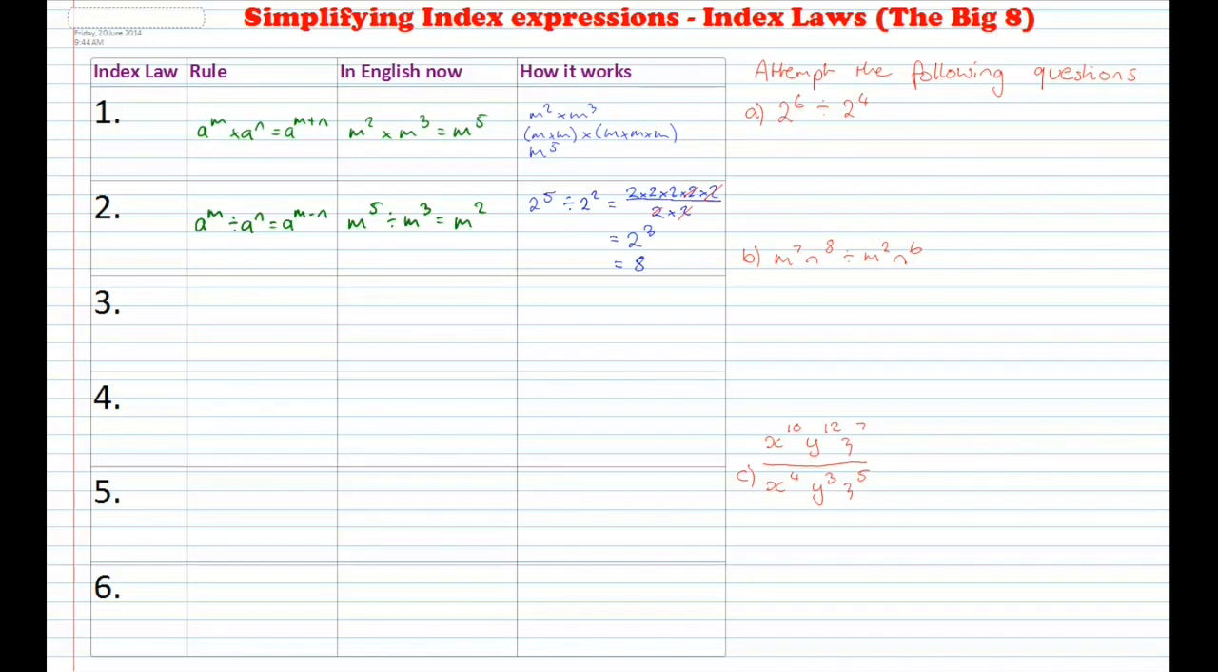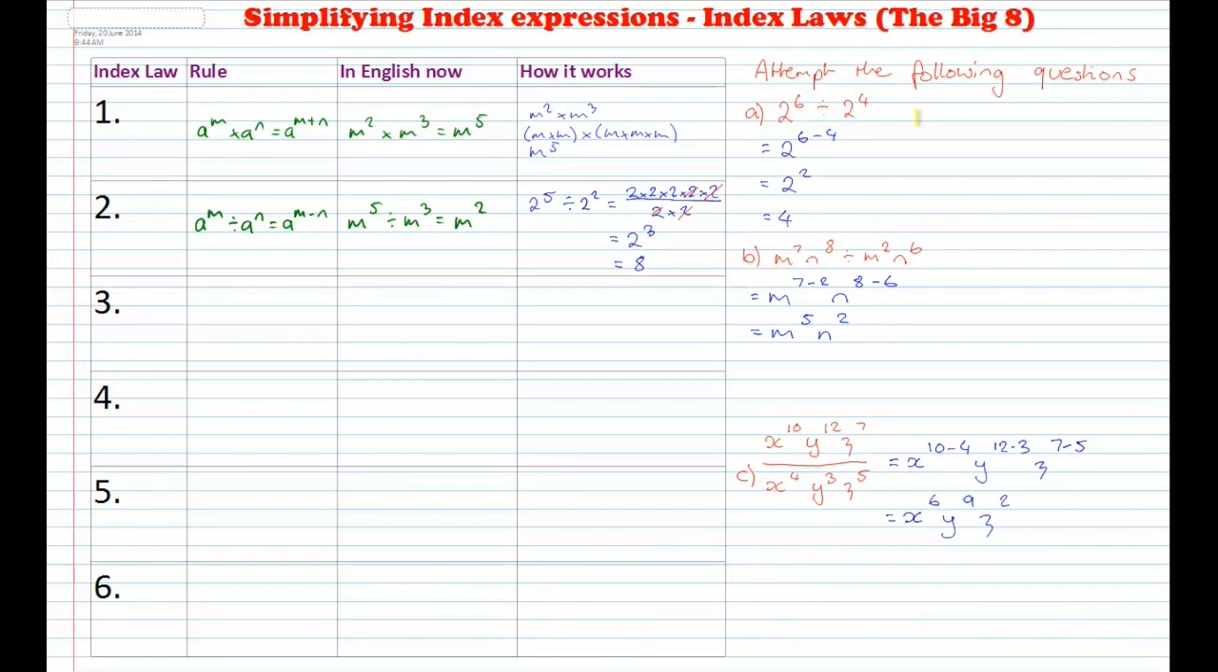So now what I want you to do is just press pause once again and attempt the following questions. That is 2 to the power of 6 divided by 2 to the power of 4, m to the power of 7, n to the power of 8 divided by m squared, n to the power of 6, and x to the power of 10, y to the power of 12, z to the power of 7 divided by x to the power of 4, y to the power of 3, z to the power of 5. Remember, when you're done, to press play and check your answers out against mine.